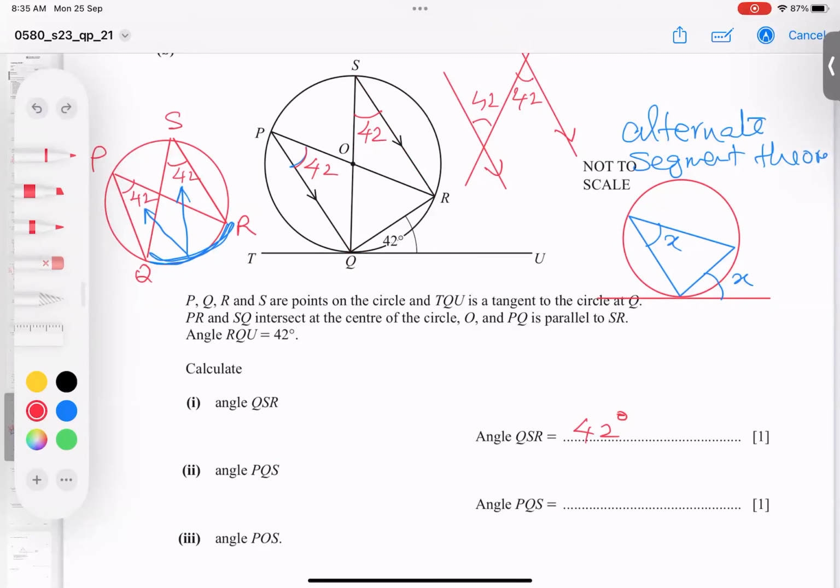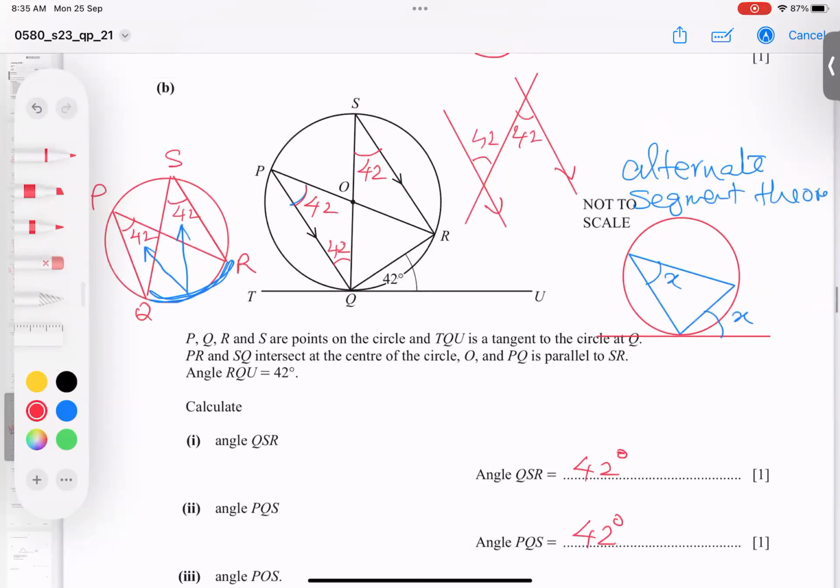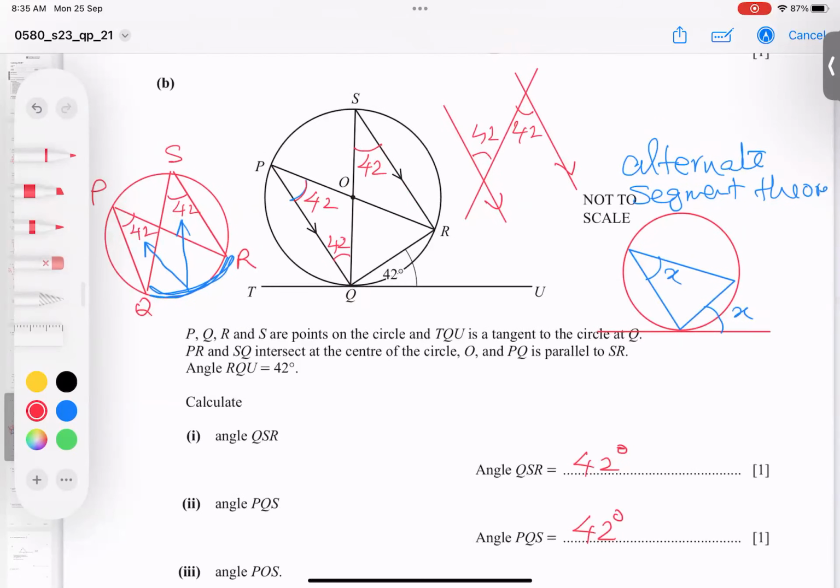What is next? PQS. How to write it? PQS. This is the angle he talks about. I think we can show it now: this is 42, so I got this 42 as well. Last one, POS. Where is POS? So POS is this angle he talks about.